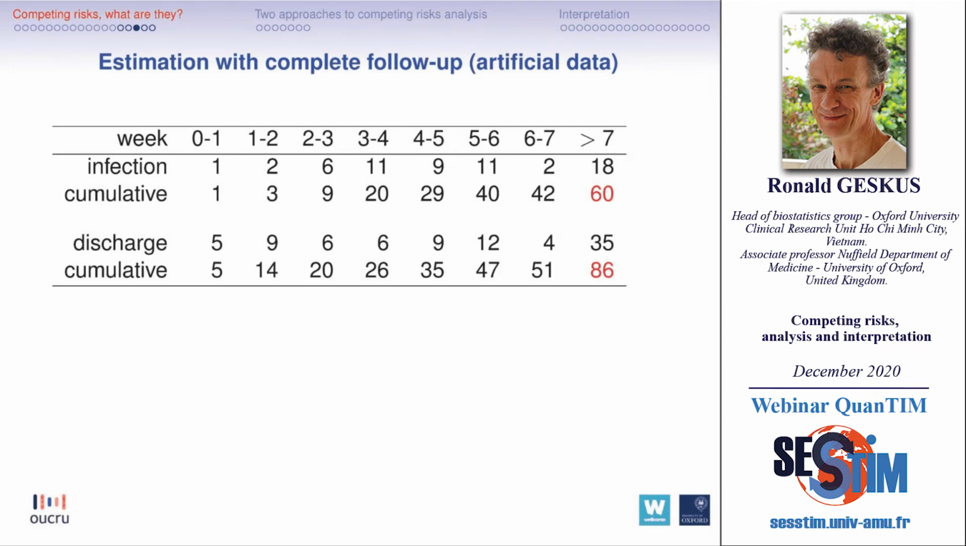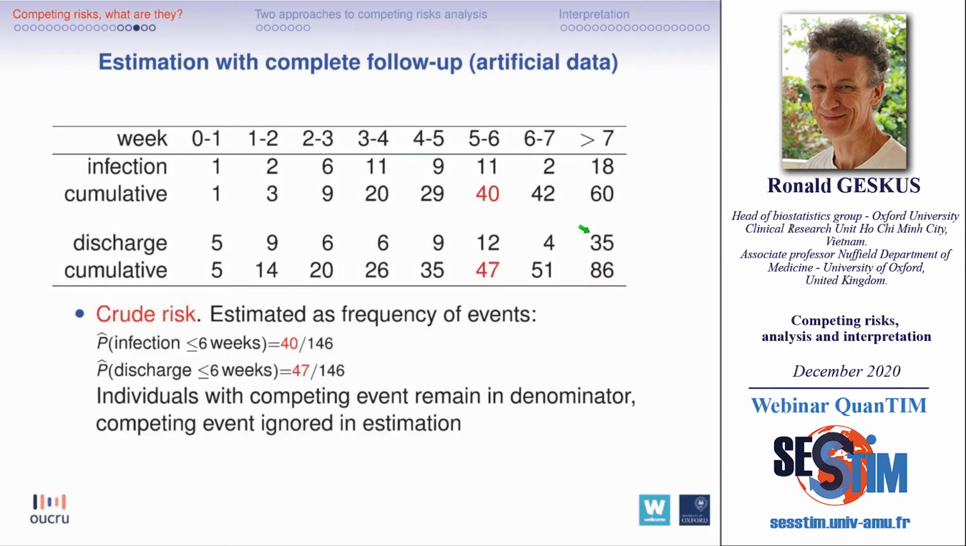So here, in fact, these are the same data set as I used before. These are the numbers of events, and earlier I called them censorings, but here they are discharges. How do I estimate the probability to have an infection within 6 weeks after hospital admission? Well, in fact, it's very easy as long as there are no censored data. It's just a frequency. So within 6 weeks, 40 out of the 146 are observed to become infected, and 47 out of 146 are observed to be discharged.